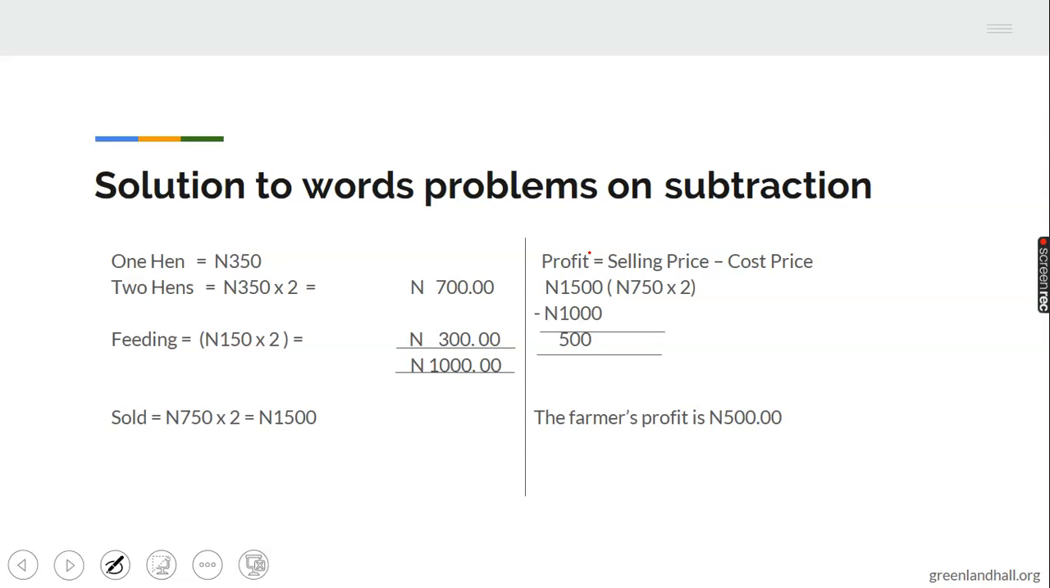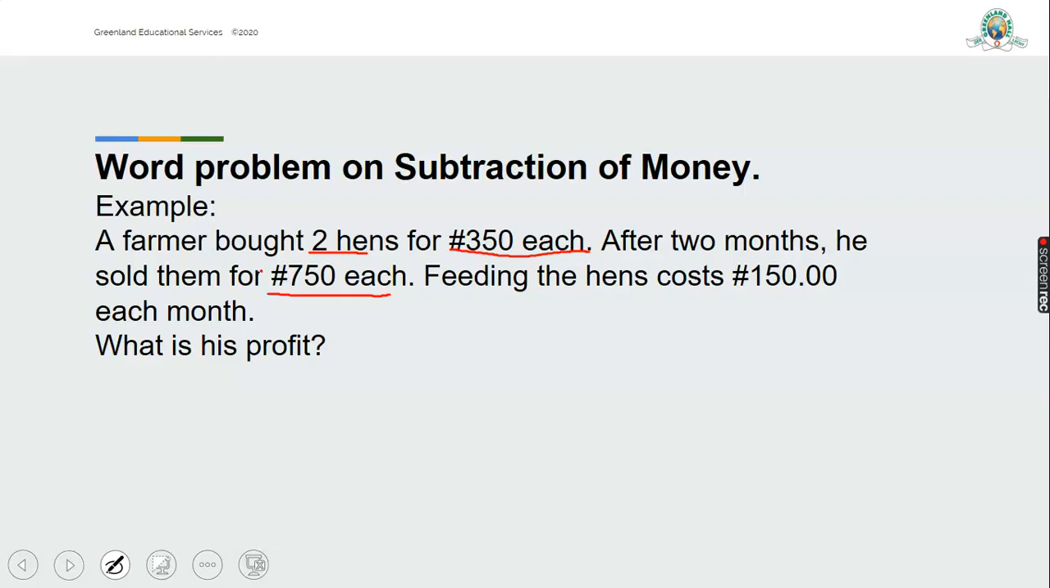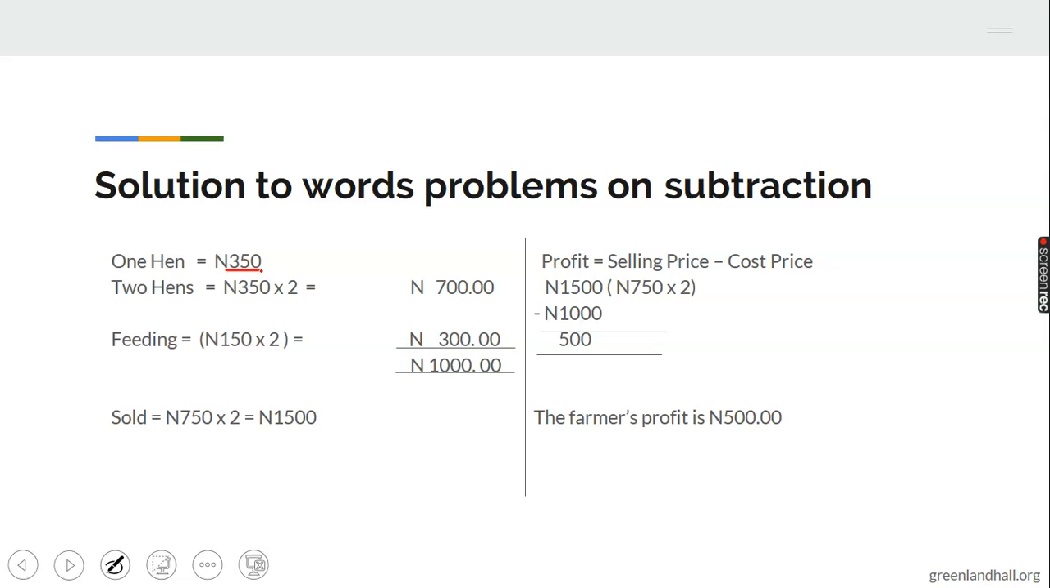Okay, let's look at this. If 1 hen is 350 naira, and the farmer bought 2 hens. Okay, 1 hen is 350 naira. 2 hens will be 350 times 2, or you say 350 plus 350. I'm sure you are familiar with that. And that's 700 naira. That's the 700 naira that we have here.